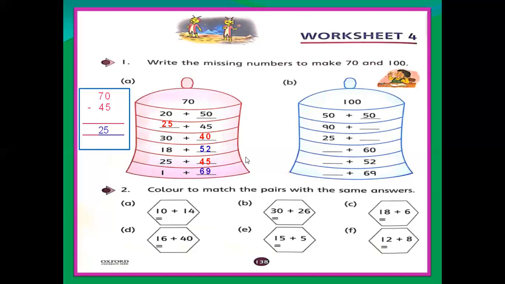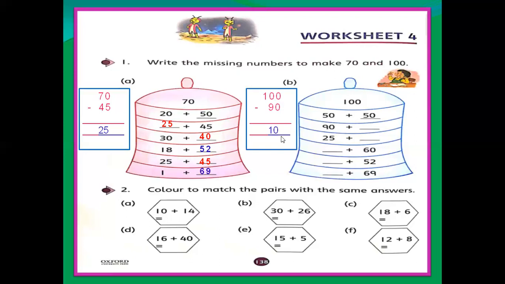In this way, you can complete these blanks, and you can say this is the practice of addition as well as subtraction. B part, the total is 100. So we will add these two numbers to make 100. The first one is given, 50 plus 50, 100. 90 plus dash. So again, we will do the same practice. 100, because the total is given. So 100 minus 90.